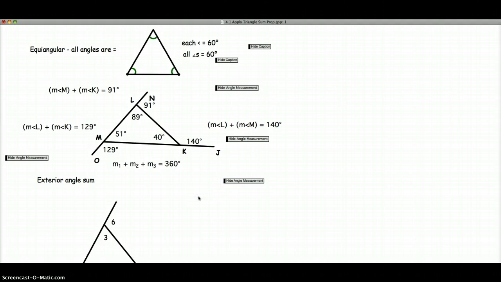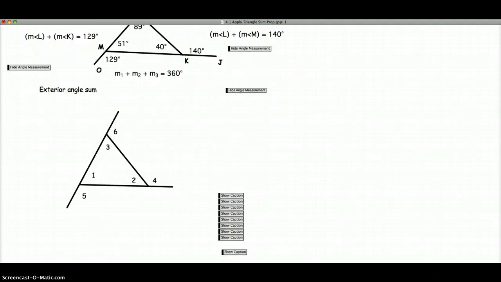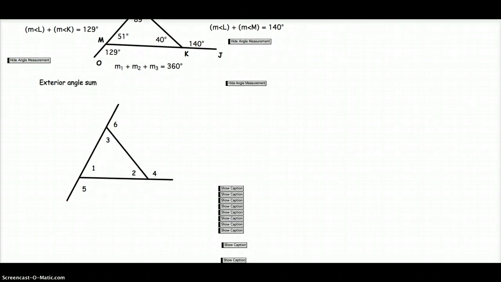All right, let's take another look at this example down here. Let's take a look at this example on the bottom. Before we get started, what do you think angle 1 plus angle 2 equals? For angle 6. How about angle 2 and angle 3? What do they equal? Angle 5?